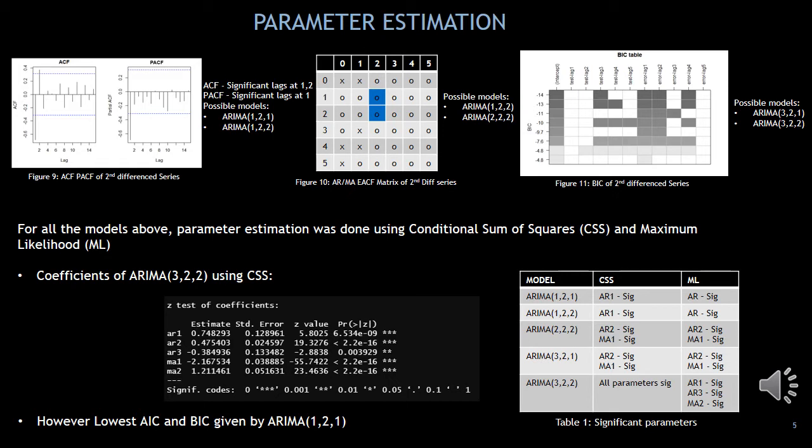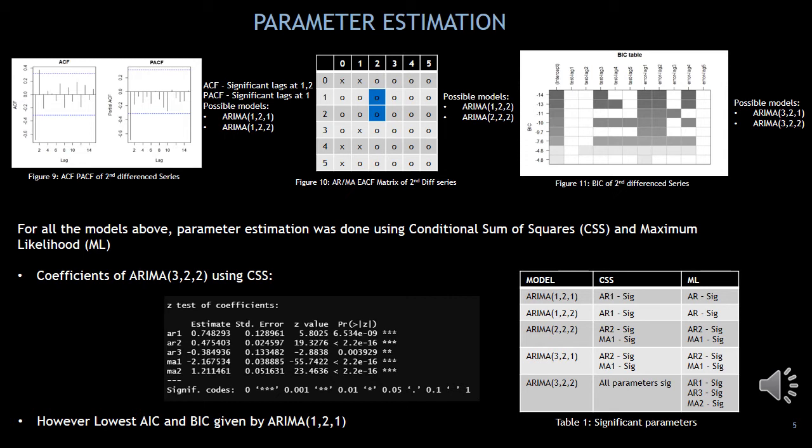For all those ARIMA models, parameter estimation was done using the conditional sum of squares method and the maximum likelihood method. Table 1 shows the models and the significant parameters using CSS and ML. From the table, we can see that ARIMA 3,2,2 seems like a promising model considering the significance of parameters.